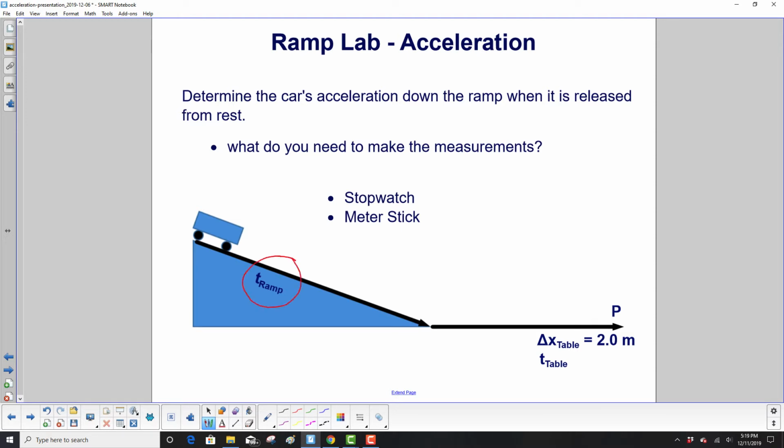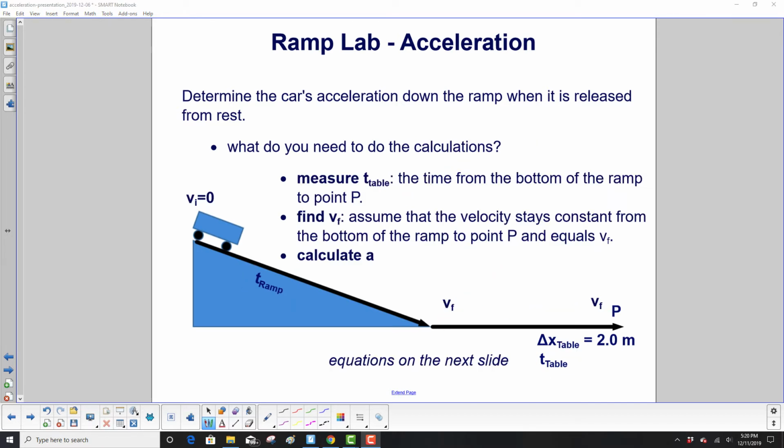What do you need to make the measurements? Well, we want to measure time in 2 places. For that, we can use a stopwatch or your cell phone. We need to measure 2 meters, so we'll use a meter stick. We will need to do some calculations based on our measurements.